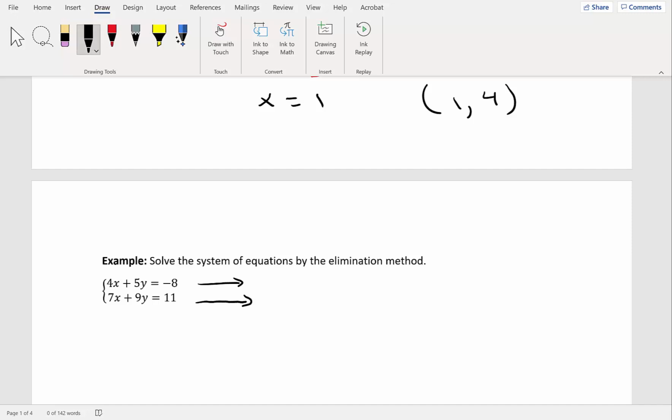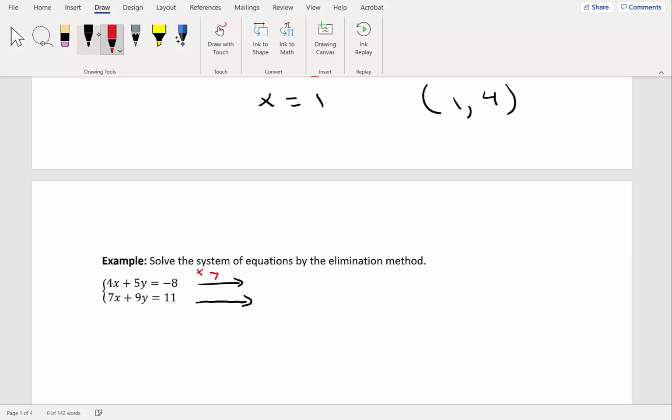So first thing you want to determine: what's the smallest number that 4 and 7 can both go into? In our case of 4 and 7, the smallest number is 28. You want one of those to be positive 28x, and you want the other one to be negative 28x. So I'm going to go ahead and make the top equation positive 28x.